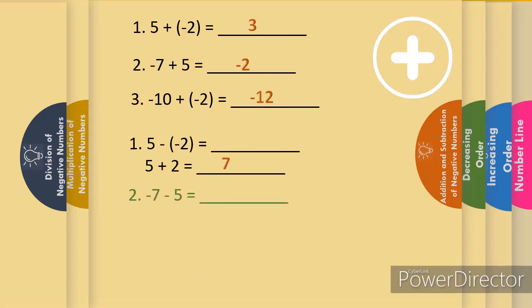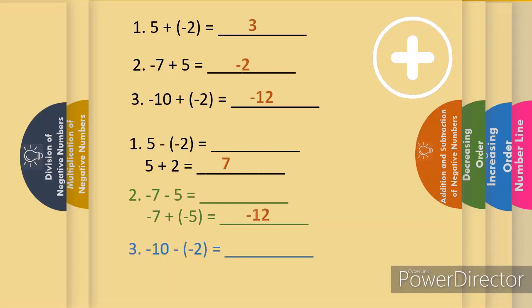Next, number 2, we have negative 7 minus negative 5. Copy the first number, which is negative 7 plus, change the sign of positive 5 into negative 5. So negative 7 plus negative 5, since they have same sign, we're going to add. Negative 7 plus negative 5, the answer is negative 12.